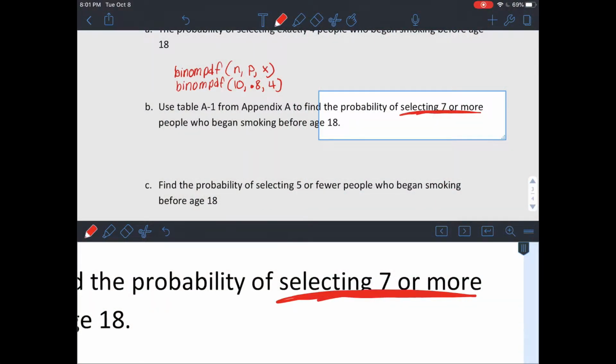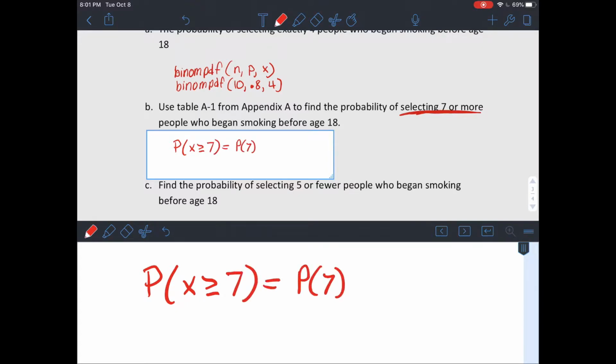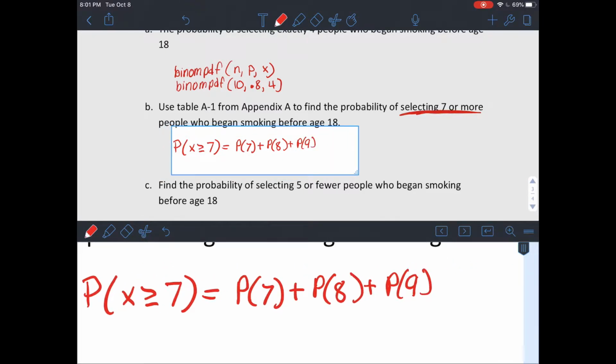You can also use this table in the back of your book to calculate probabilities for binomial distributions. So if we want the probability that we select 7 or more people who started smoking before 18 in our group of 10, we do probability of 7 plus probability of 8 people plus probability of 9 people, and so on until we reach our max.